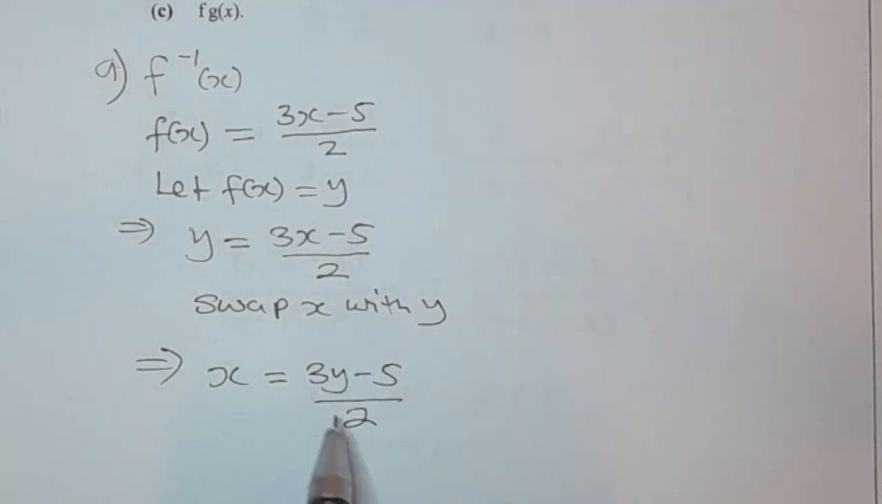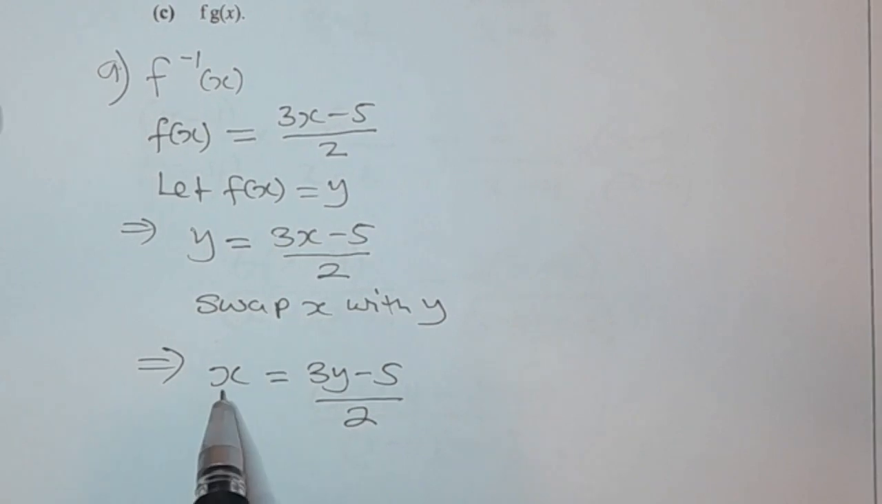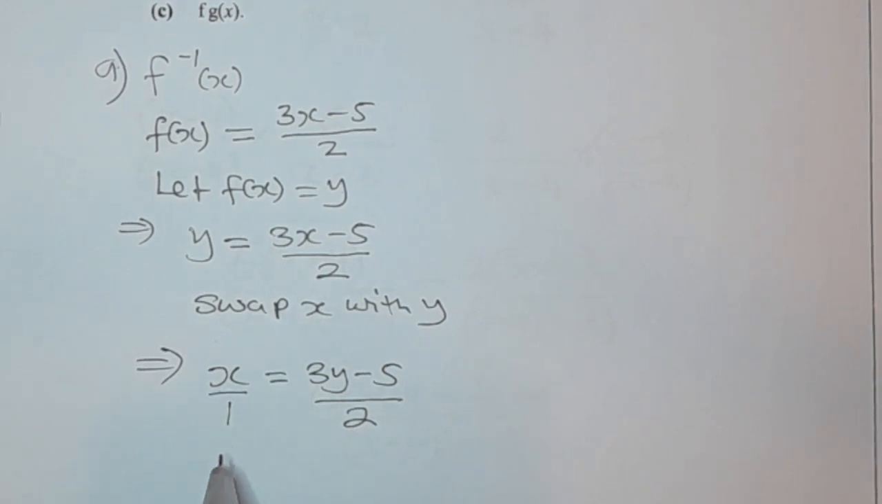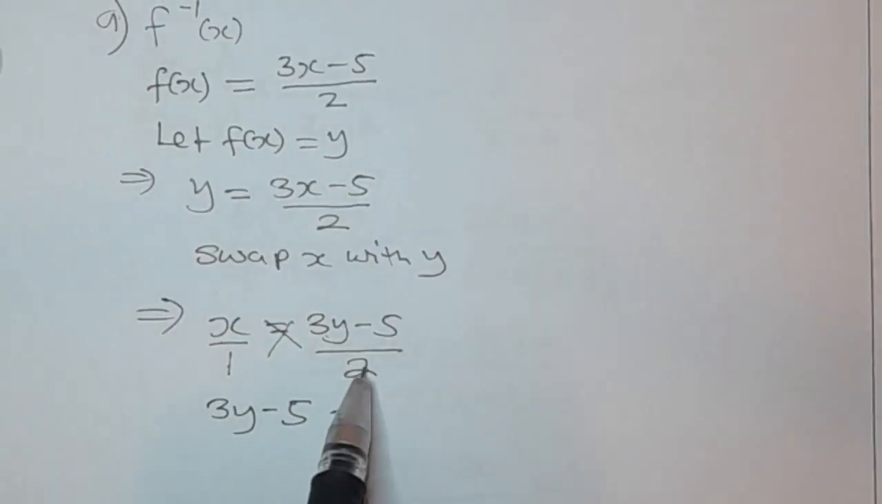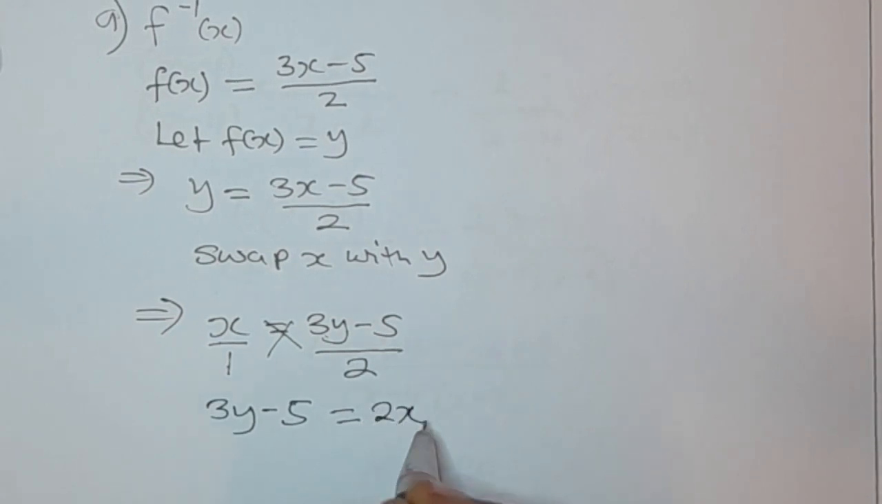Next, you can see that on the right we have a fraction. So even on the left, we can make it as a fraction by saying over 1. Then we cross multiply. We'll say 1 times (3y minus 5) is 3y minus 5, which is equal to 2 times x, which is 2x.